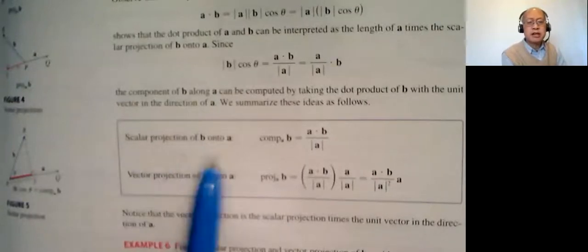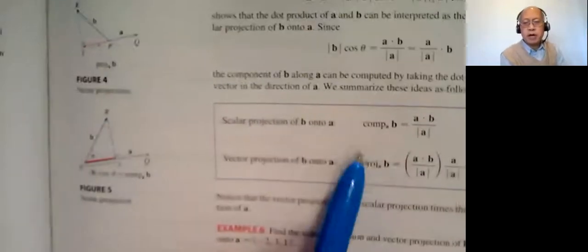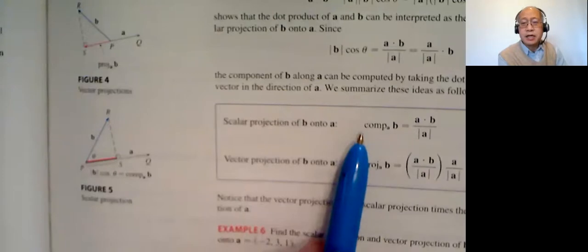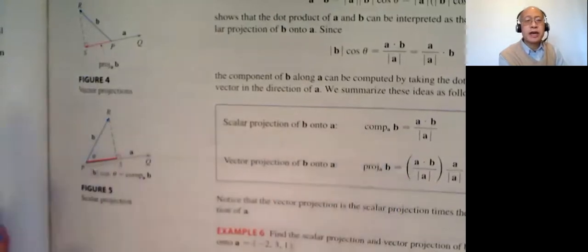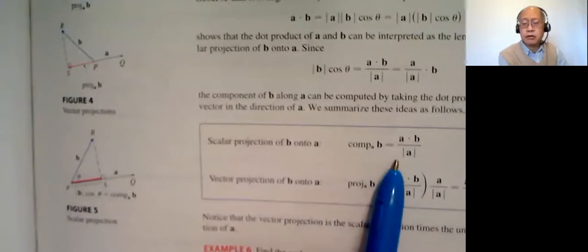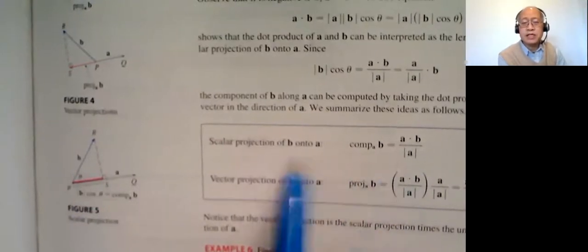The scalar projection of B onto A, we write it as comp, for component. Even though you have a subscript A and B, you read it as the scalar projection of B onto A. The vector B is going in the direction of A. It's A dot B over magnitude of A, or norm of A. Okay, that's a scalar projection.